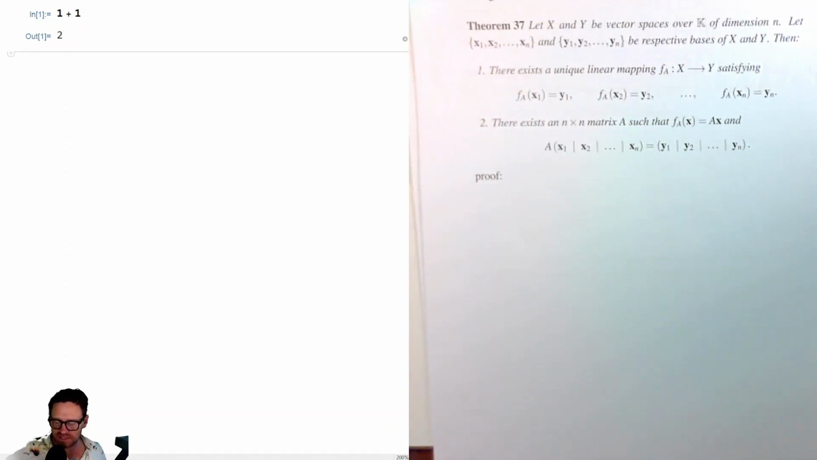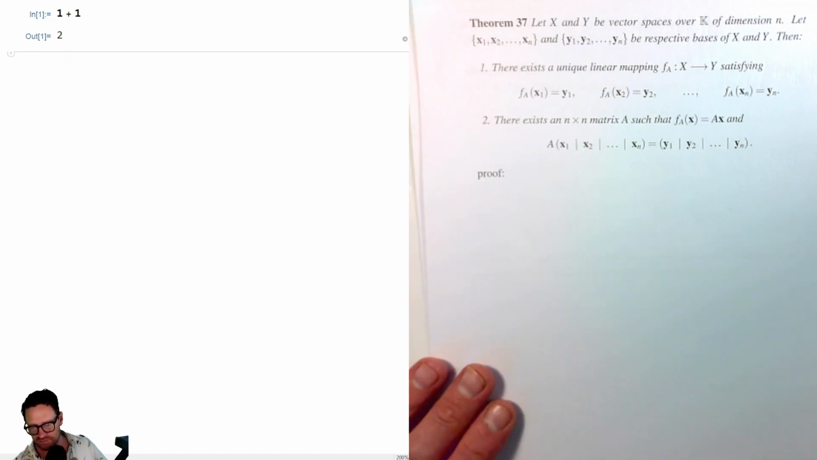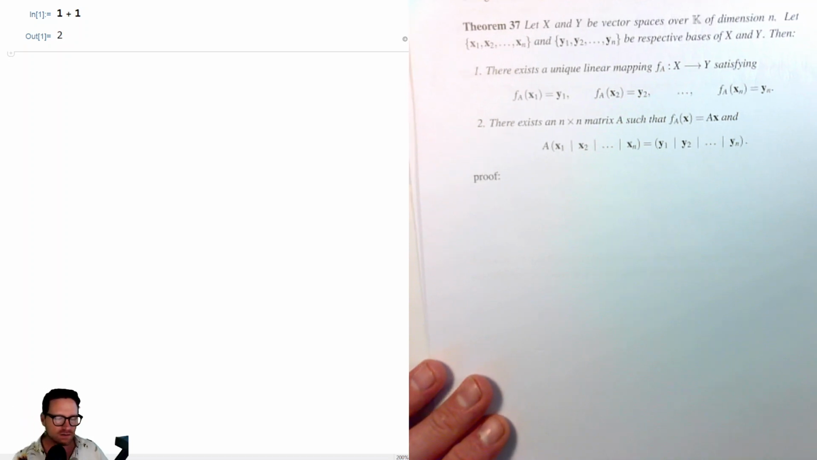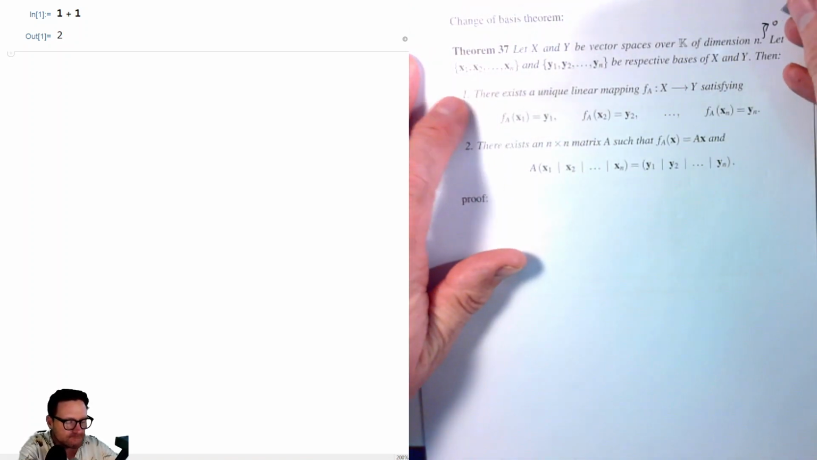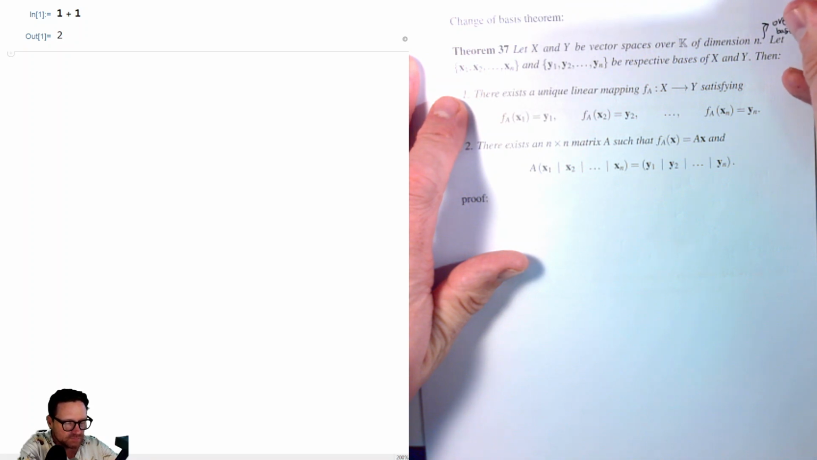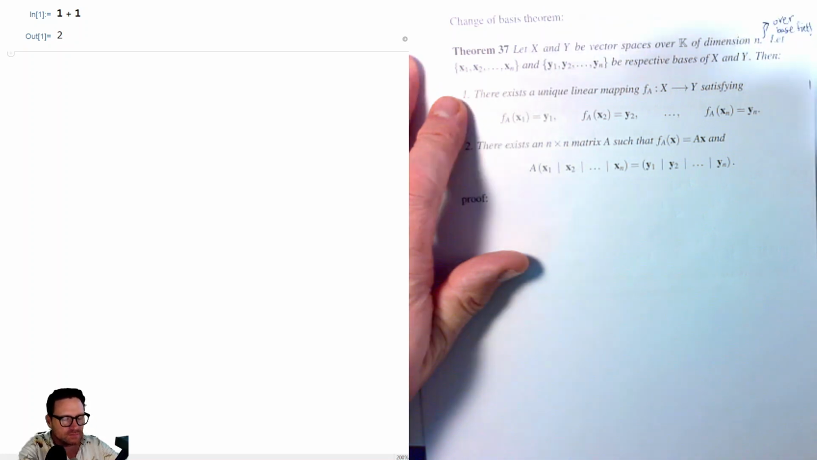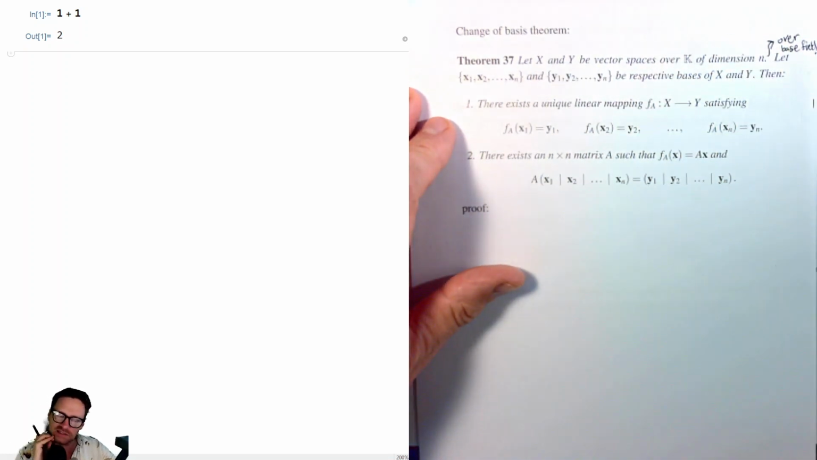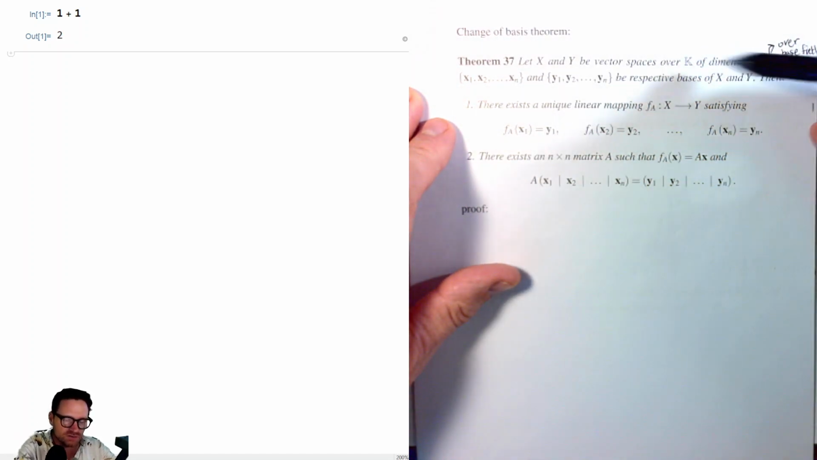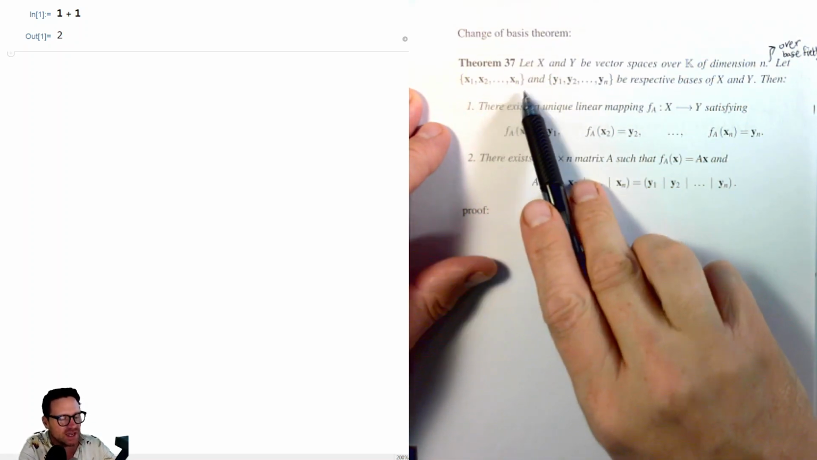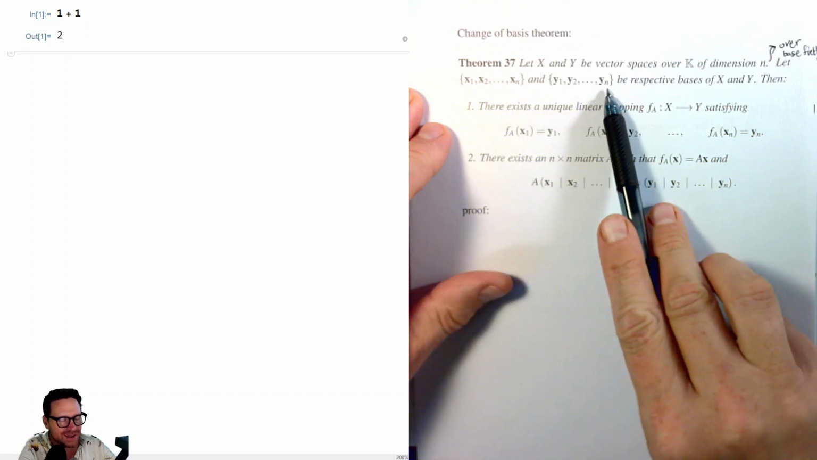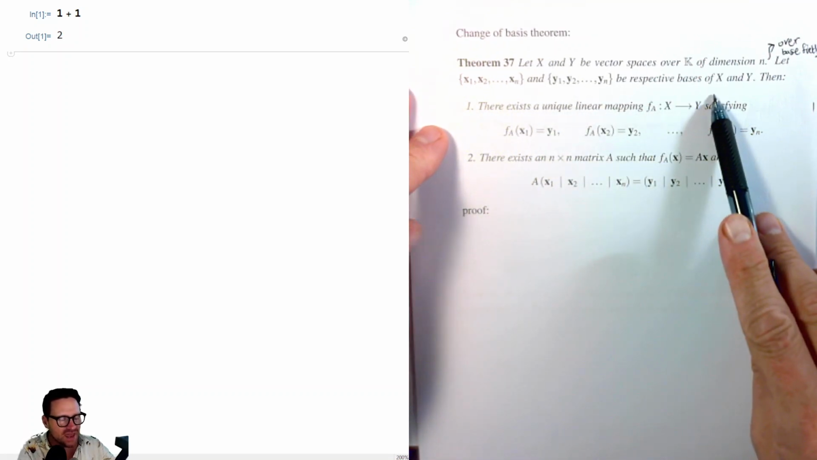Okay, let's move on to the change of basis theorem. Theorem 37: let X and Y be vector spaces over the field K of dimension n over K. So let's say over the base field. Here we don't know what the base field is. For example, if this were R2, then the base field would be R. Let x1, x2, dot, dot, dot, xn, and y1, y2, dot, dot, dot, yn be respective bases of X and Y.